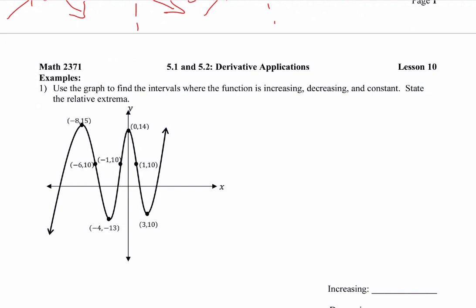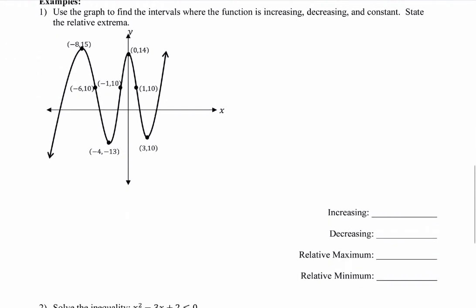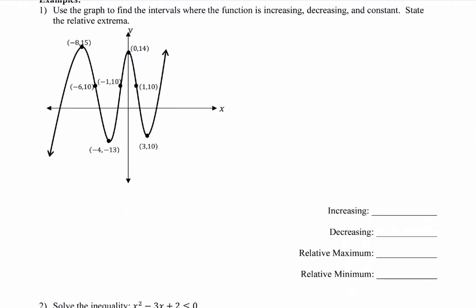For the first couple examples, I'm not going to actually calculate these. I'm just going to review a little bit so that you can see what we're doing, wrap your brain around it, and get caught up. Here, we're going to read the graph. We're going to find where it's increasing and decreasing, and the relative max and min, and we're just going to read it off the graph.